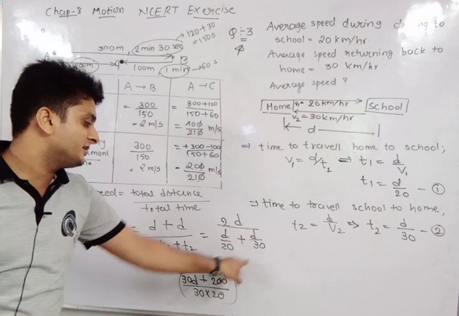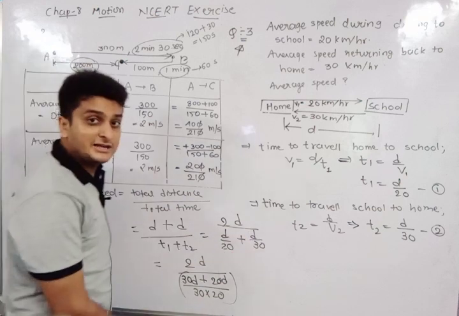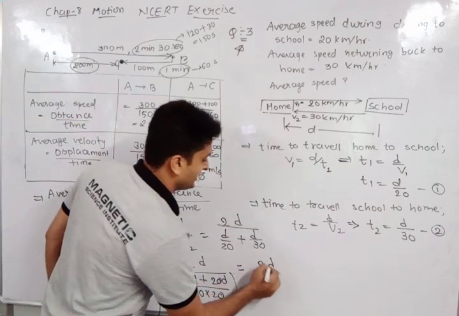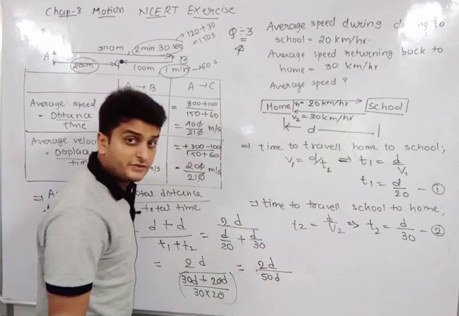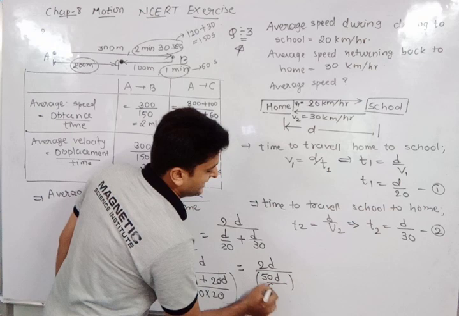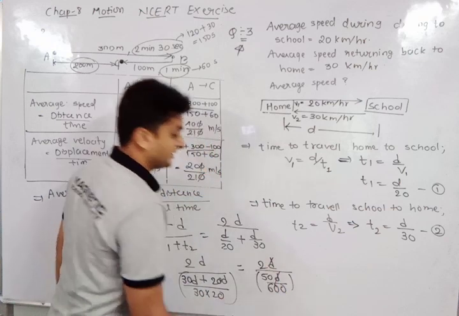30D plus 20D divided by 30 into 20. Okay, let's simplify this further. What will we get? 2D divided by 30D plus 20D, which is 50D, right? And 30 into 20 is 600. Now we can cancel out this D.